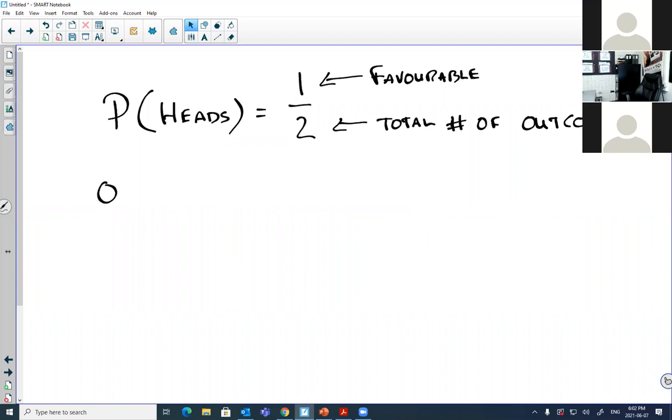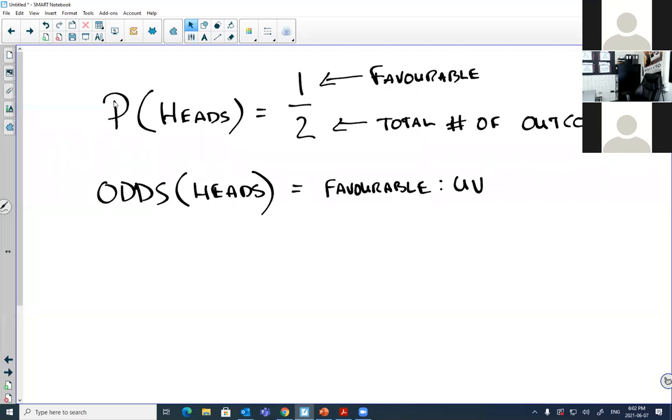Okay, now, here's how odds work. So the odds of a heads is favorable to unfavorable, colon. Okay, so here we go. How many favorable outcomes do we have for heads? 1. Careful. How many unfavorable outcomes? 1. Okay. 1 again. That is odds. This is why people get this mistaken all the time. So the odds of getting a heads is 1 to 1.